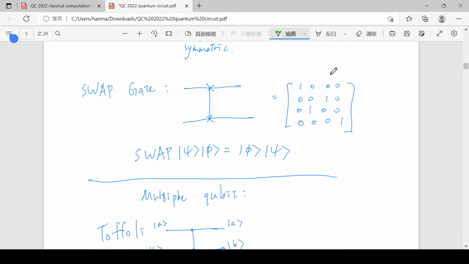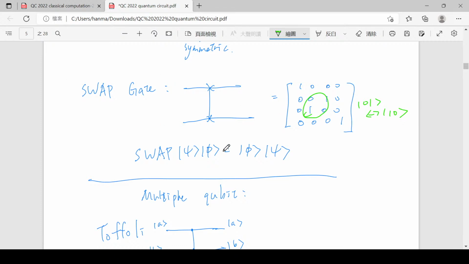If you write down the matrix, it's actually this, because you want to have 0, 0 stay 0, 0. So if you think about how the swap gate acts on the computational basis, 0, 0 should stay 0, 0, but it should swap between 0, 1 and 1, 0, right? And that's what is happening in the middle. 0, 1 should swap to 1, 0, and 1, 1 should stay 1, 1.